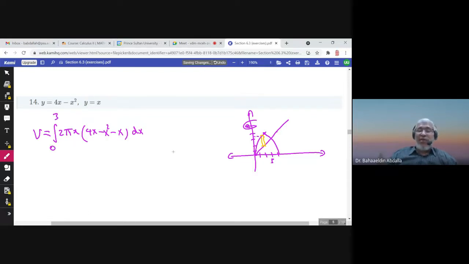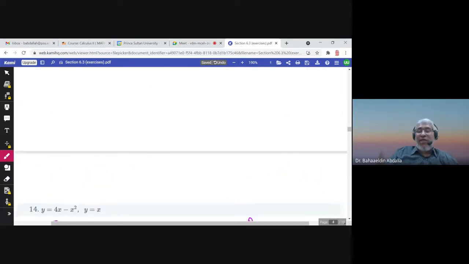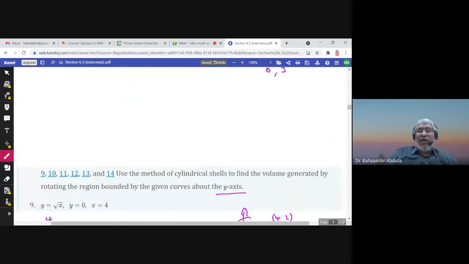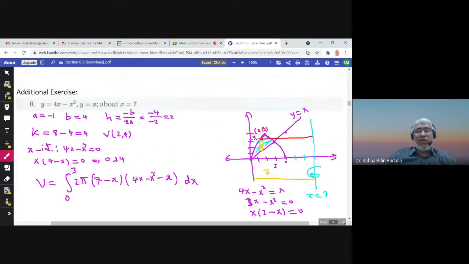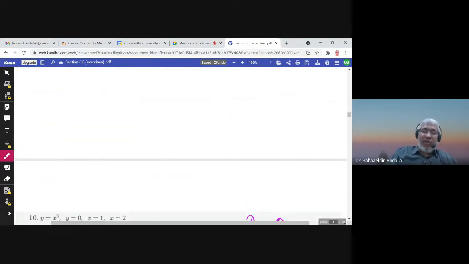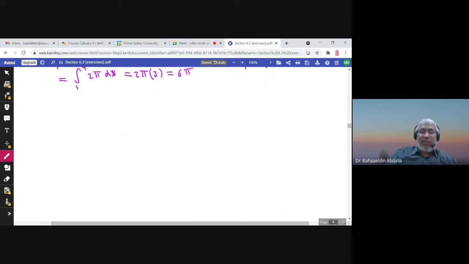So the only difference between the two questions is the radius. The radius here is x, while the radius when we solved the other question wasn't x, it was 7 minus x. Okay, that's the difference between the two questions.